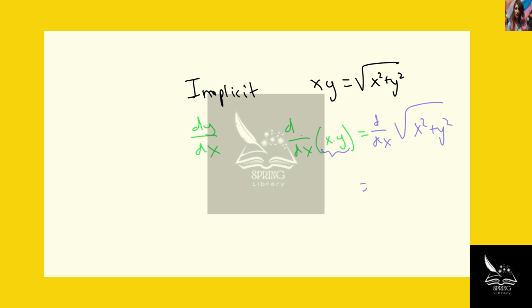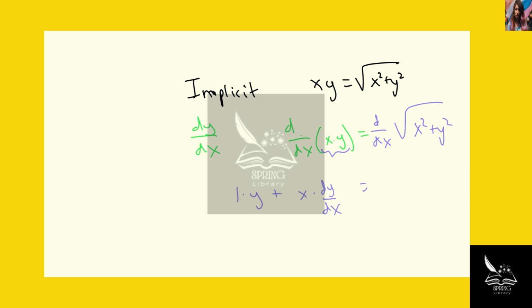Product rule: derivative of the first, the derivative of x is just 1, times the second, plus the first term times the derivative of y with respect to x, which is just dy over dx. So I'm going to leave that as dy over dx.